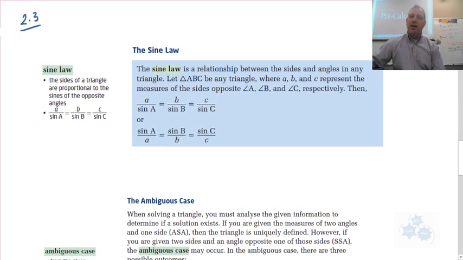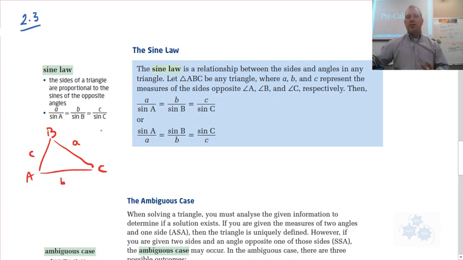2.3, we talked about the sine law. The sine law is for triangles that aren't necessarily right triangles. We have an angle A, B, and then an angle C. We have a little a, which is the side opposite angle A. Here's little b, here's little c.